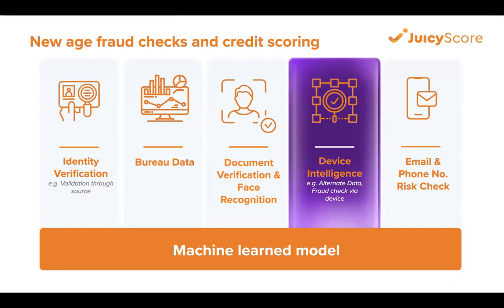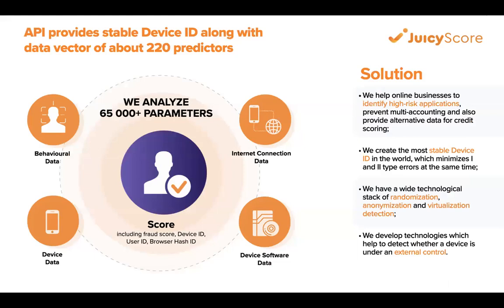Now, JuicyScore provides this new age fraud check and credit scoring, where we provide this device intelligence. It's an alternative data that focuses on the fraud check via the device of the customer, which is also embedded with a machine learning model. The API itself provides a stable device ID along with the data vectors for about 220 predictors. And the parameters that we analyze are a shocking 65,000 plus. The solution helps to identify high-risk applications, helps prevent multi-accounting, and also provides alternative data for credit scoring.